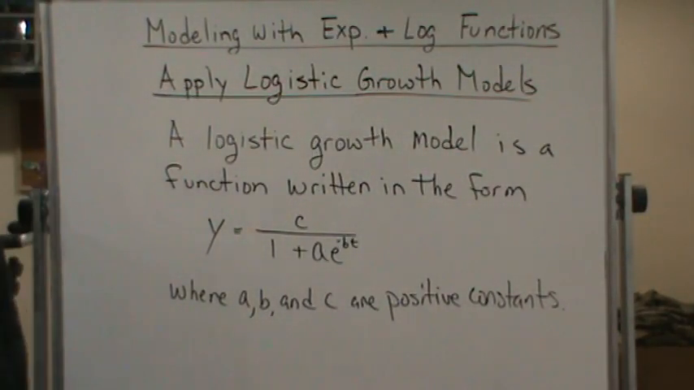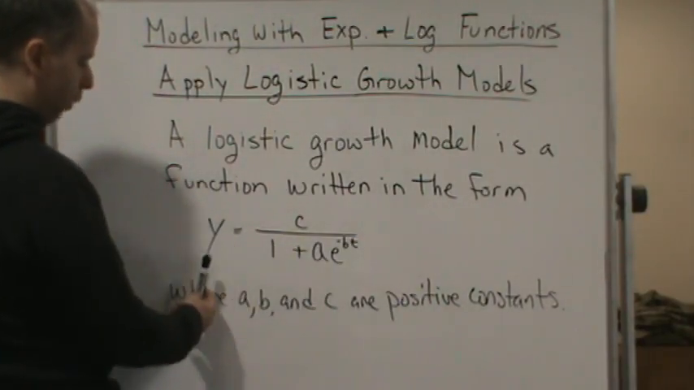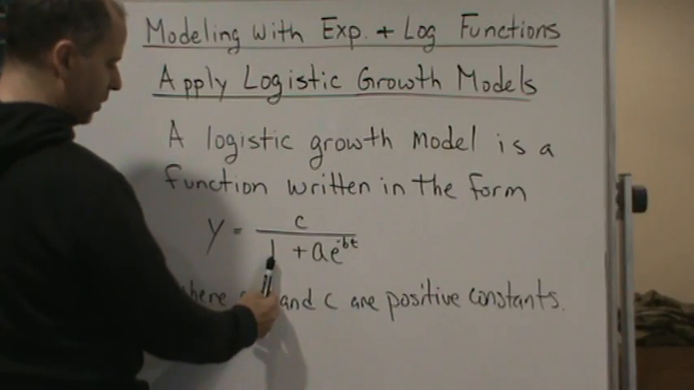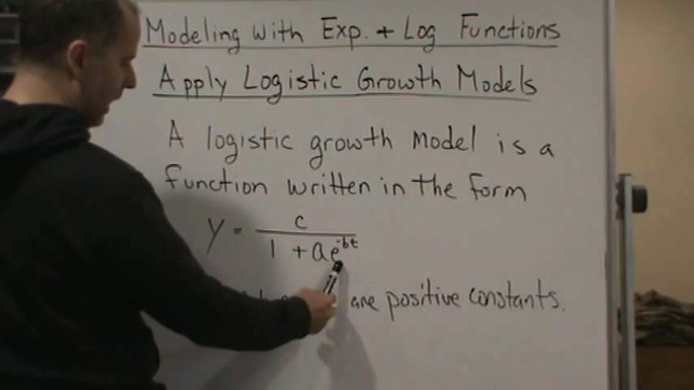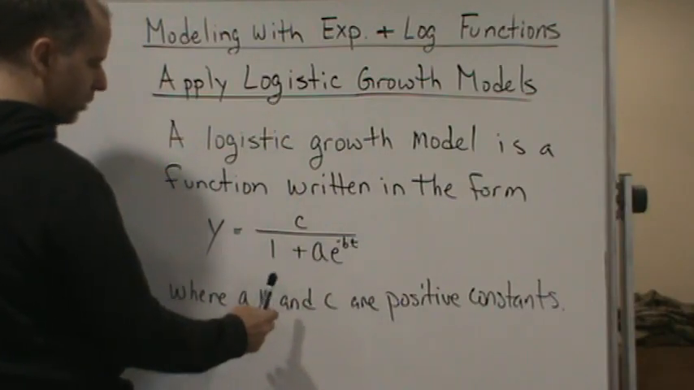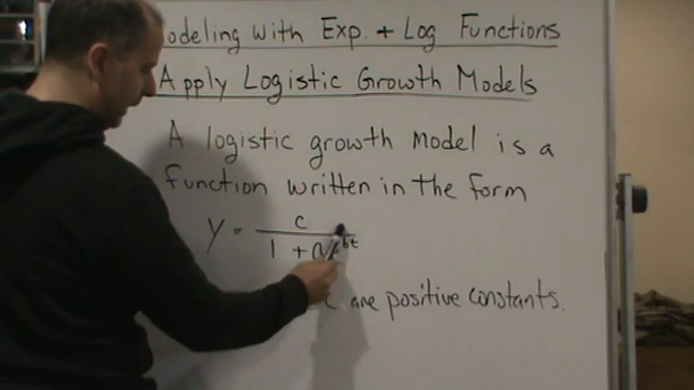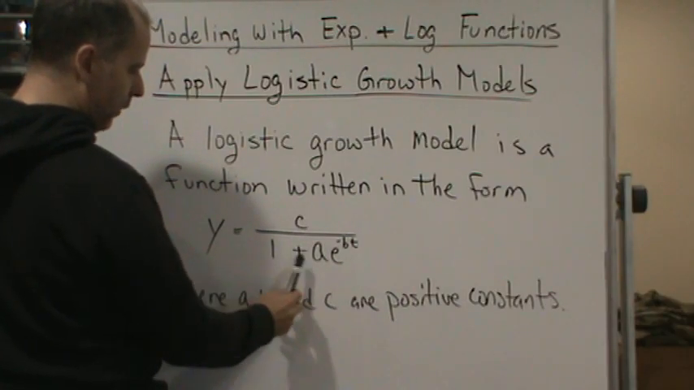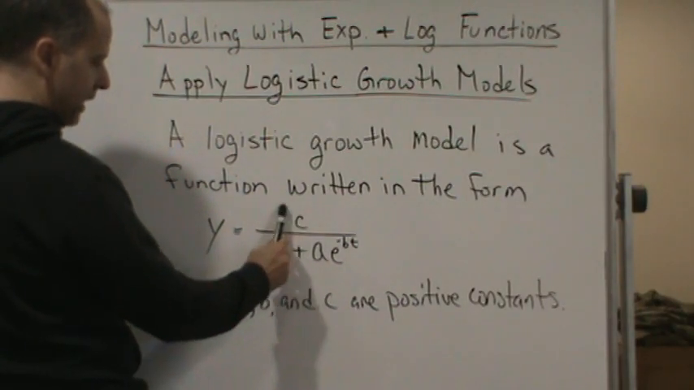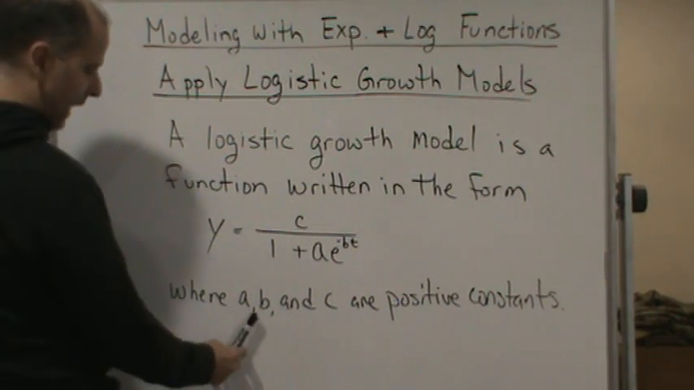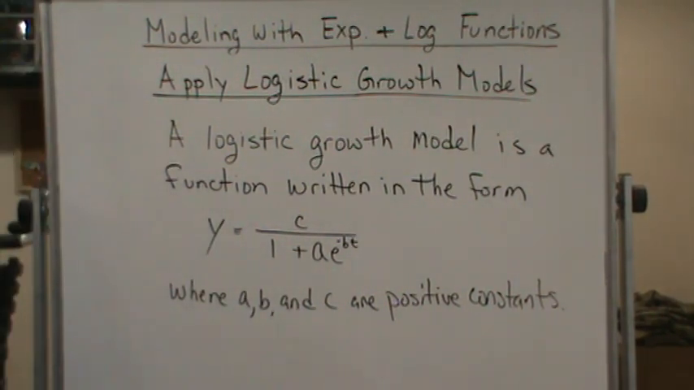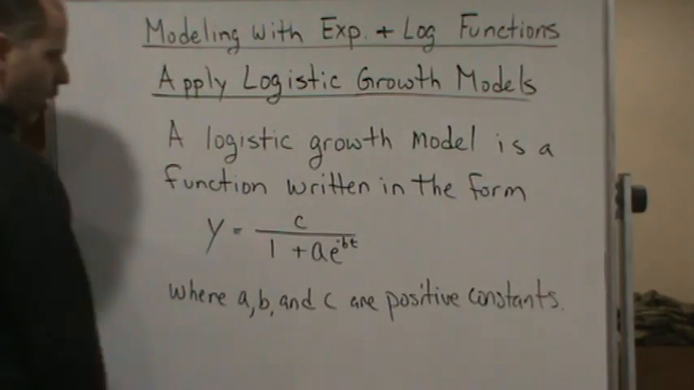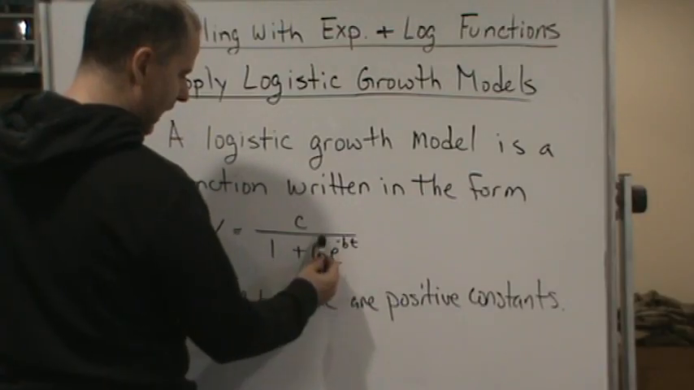A logistic growth model is a function written in the form y equals c divided by 1 plus a times e to the negative bt power. So we've got this exponential decay function going on here, times a coefficient, and then we've got this other constant here. Constants a, b, and c are positive. These are all positive constants, right? So we've got this decay function here.